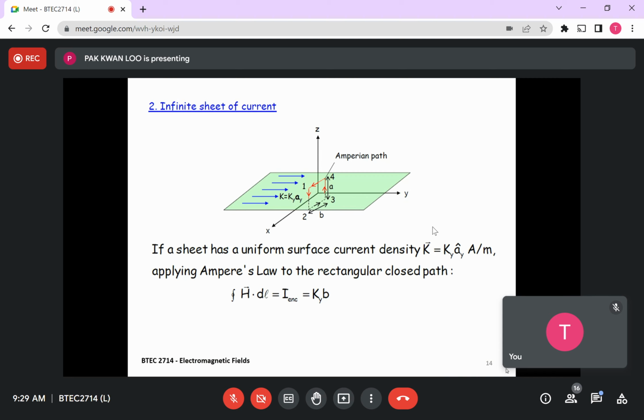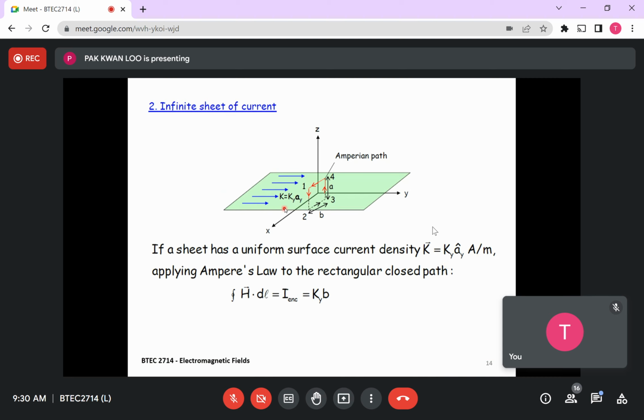So what about surface current? If a sheet has a uniform surface current density, bear in mind that the dimension of surface current density is current per unit length.